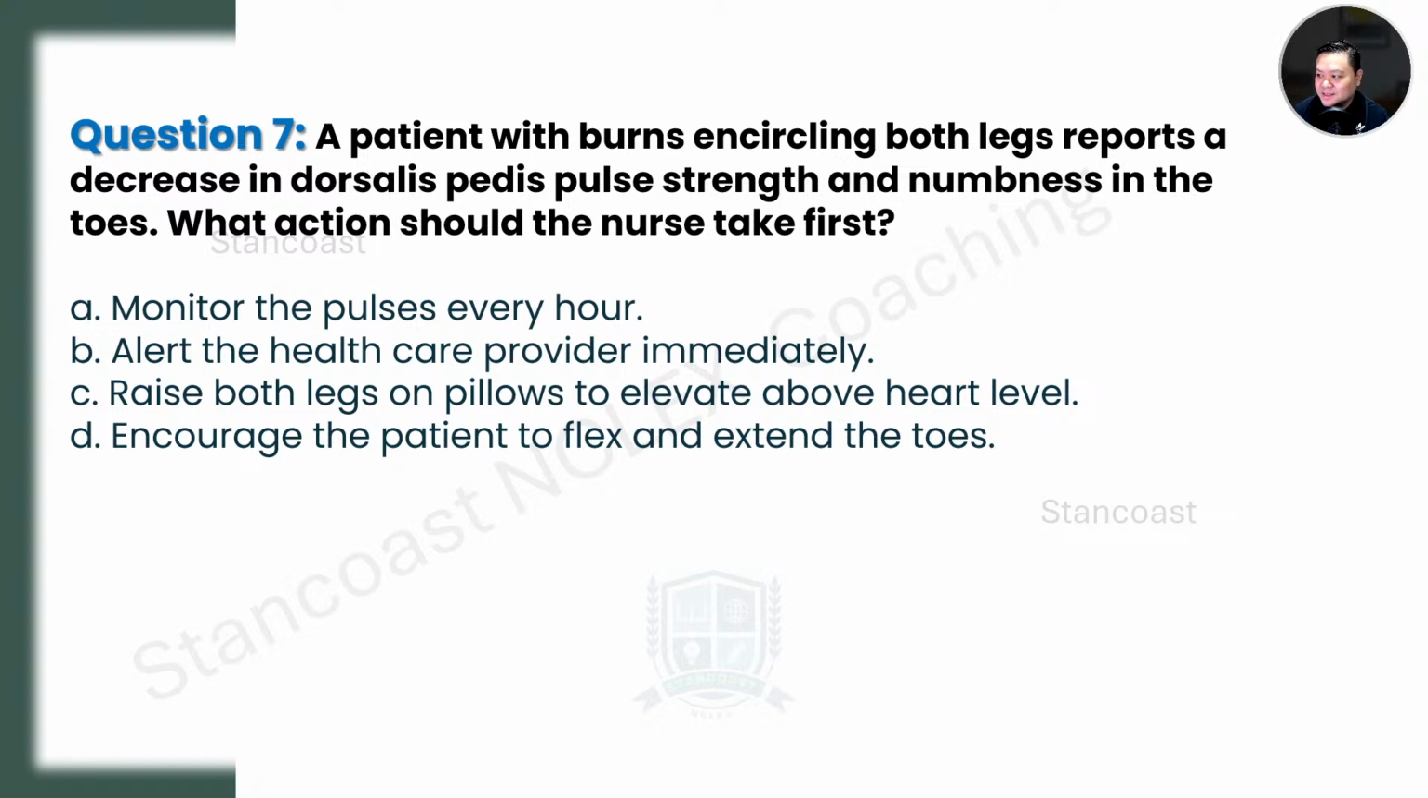There is a decrease in dorsalis pedis pulse strength and numbness in the toes. Your answer should be letter B this time, because this change will indicate there is now a compromise in the circulation, and this is going to require that procedure we call escharotomy in order to restore the blood flow. We have an issue of circulation this time. This is a high priority issue. Now, what is that escharotomy?